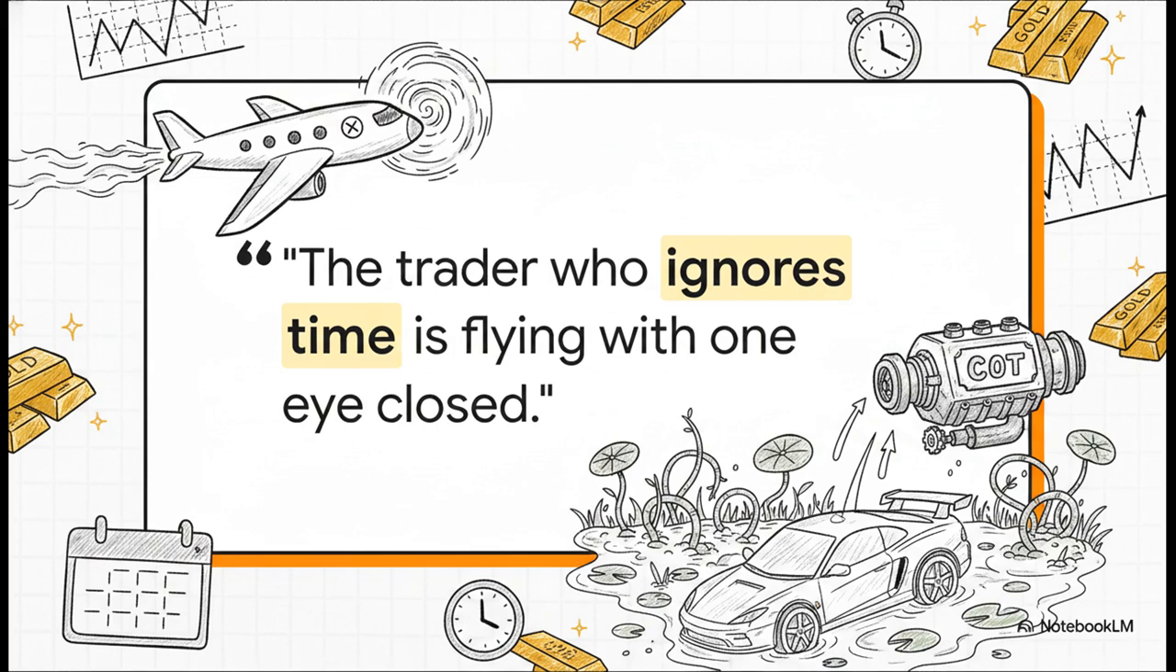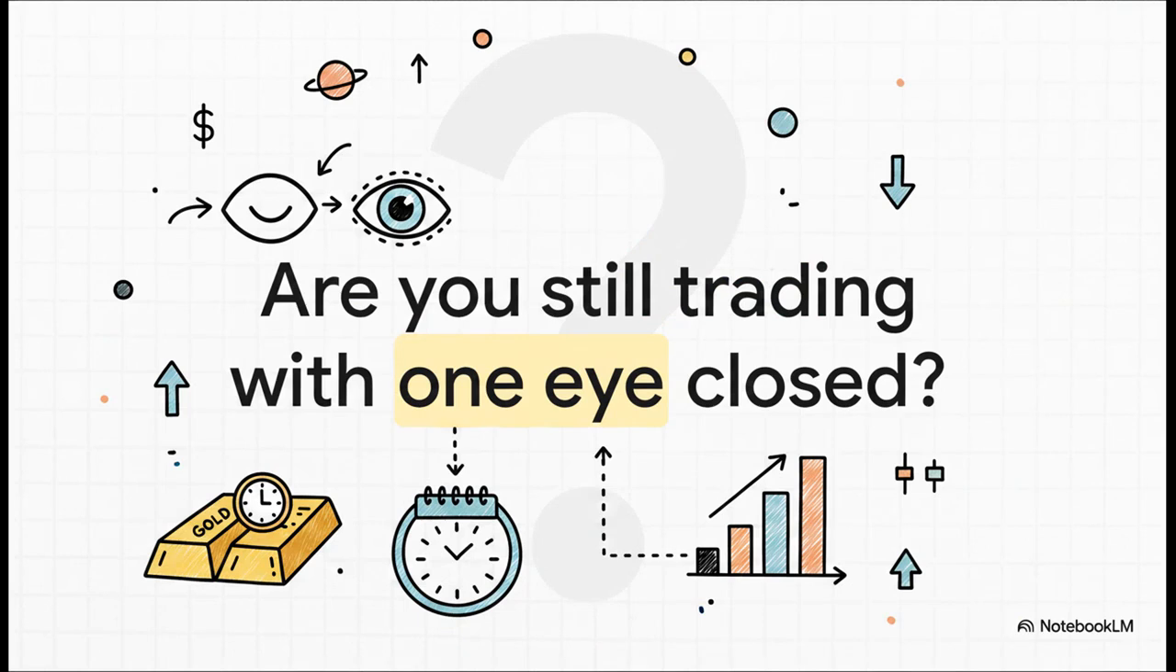It makes perfect sense, doesn't it? You can have a literal Ferrari engine of a COT setup, but if you try to drive it into a seasonal swamp, you are going to get stuck. Every single time. So the final provocative question you need to ask yourself before you place your very next trade is this. Are you still trading with one eye closed? From now on, never, and I mean never, look at a perfectly structured COT setup without cross-referencing that calendar matrix first. Master this temporal edge, and I promise you, you will finally stop getting run over by the calendar.